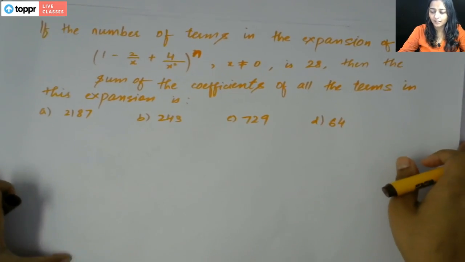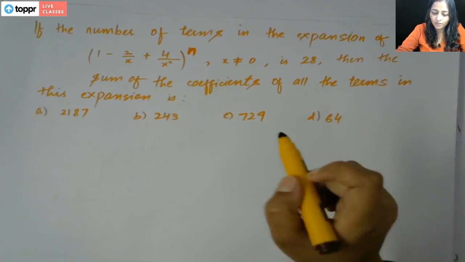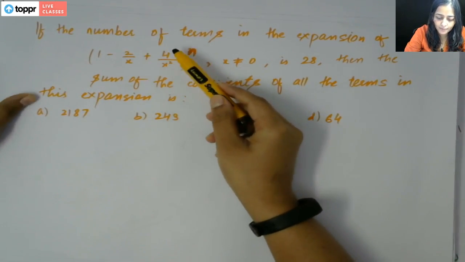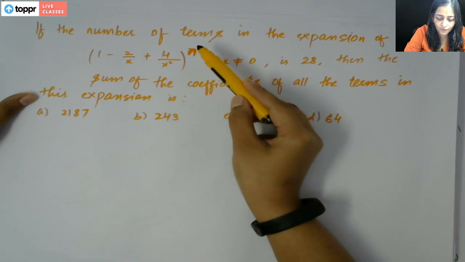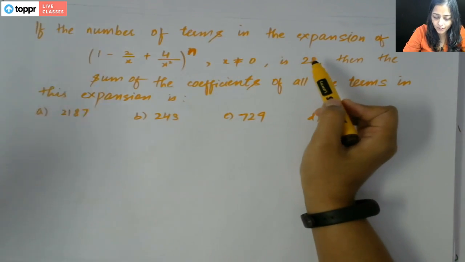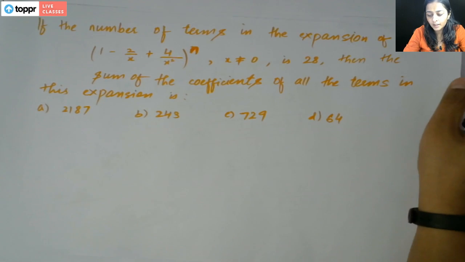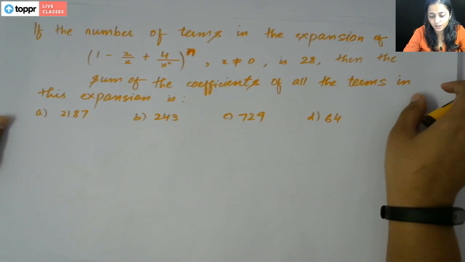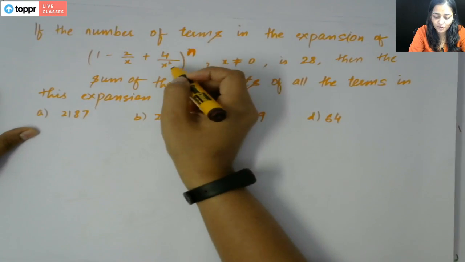Now let's look at this question. If the number of terms in the expansion of (1 minus 2/x plus 4/x square) raised to the power n, where x is not equal to 0, is 28, then the sum of the coefficients of all the terms in this expansion is. So this seems very difficult, right?